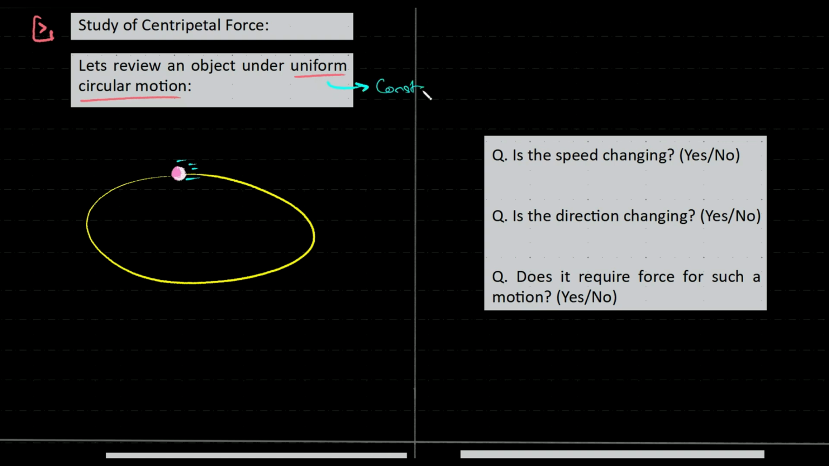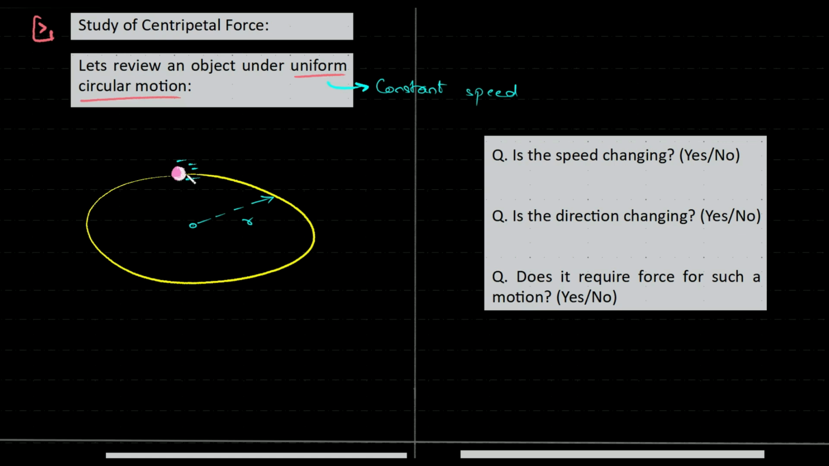Yes, constant speed, is it not? And next thing is circular motion. That is, the object is moving in a circular manner. Actually, it takes a circular path. That would be a better phrase. It takes a circular path.